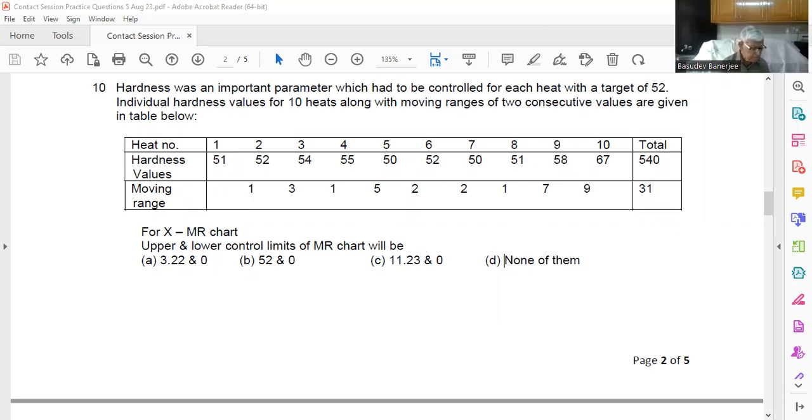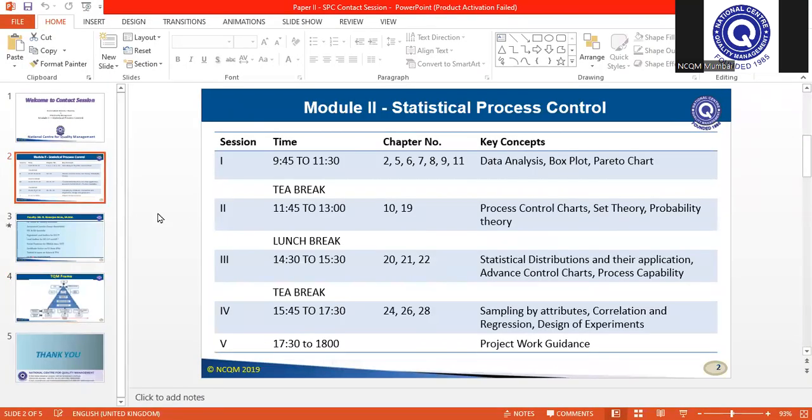Statistical distributions. Yes, statistical distributions is the next, no? Yeah, session 3 is statistical distributions and their applications, advanced control charts, process capability, and all that. Right. Okay, so let's start. In fact, this should come before control charts. Next time, change the sequence. Correct. Statistical distributions should come before control charts, because we are applying these distributions in control charts.